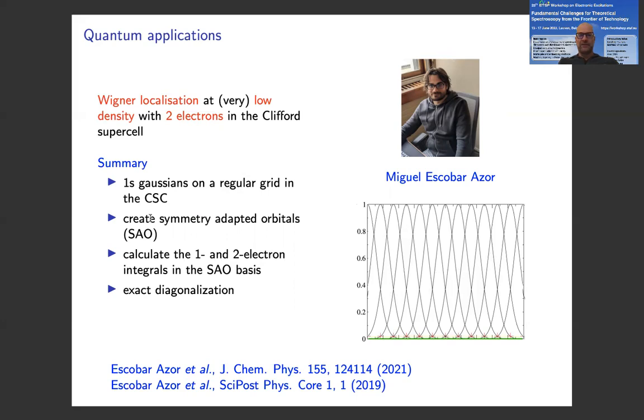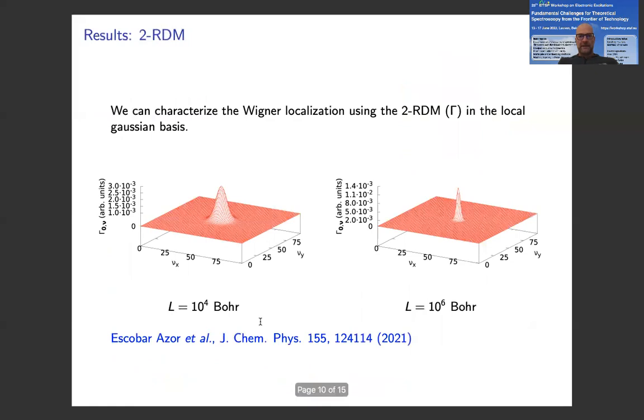Then we create symmetry adapted orbitals out of the Gaussian basis, symmetry adapted to the translational symmetry. From that, we calculate the 1 and 2 electron integrals in this symmetry adapted basis. And finally, in this case, we can use exact diagonalization because we have few electrons. The details can be found in the references listed below. In this way, we can accurately describe the Wigner localization.